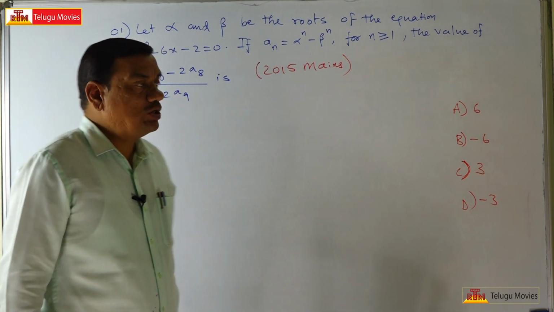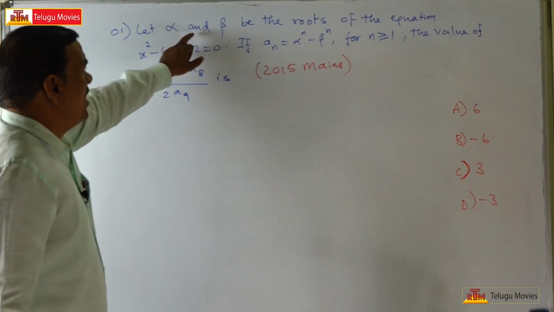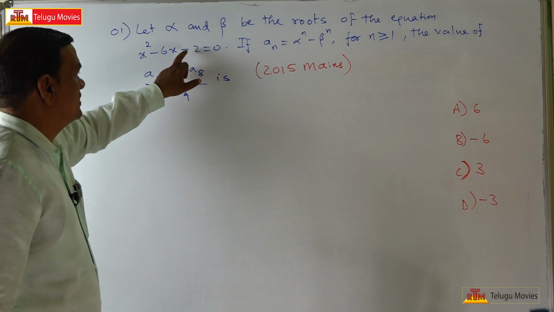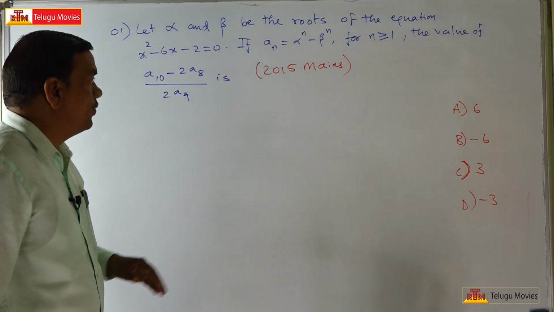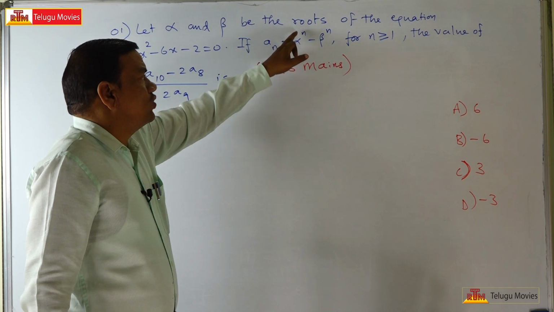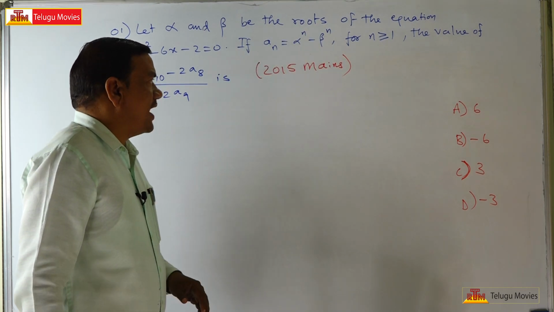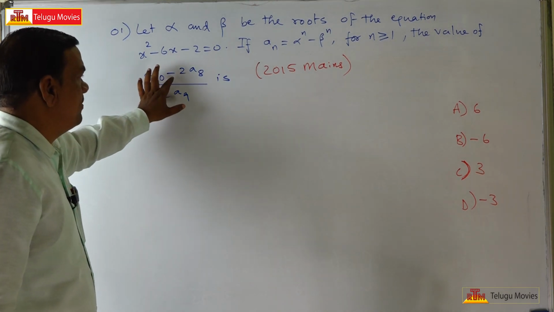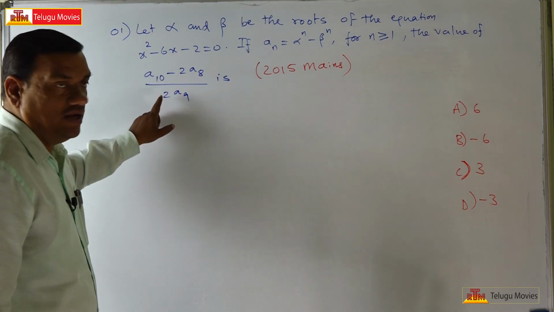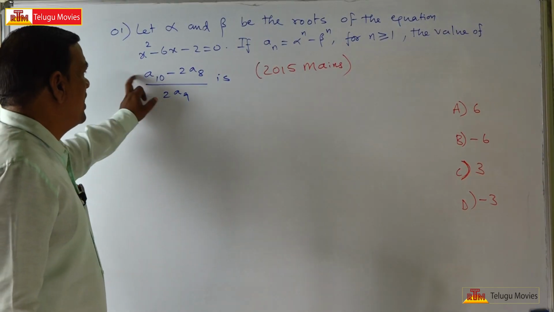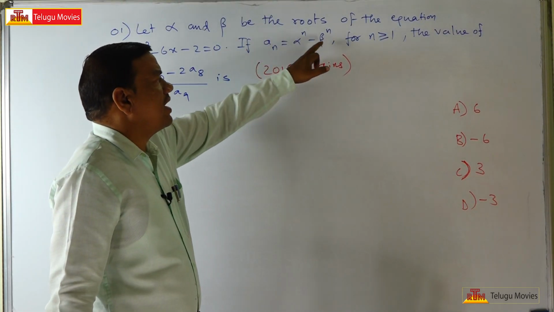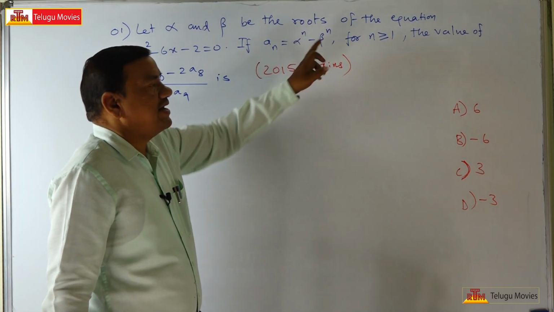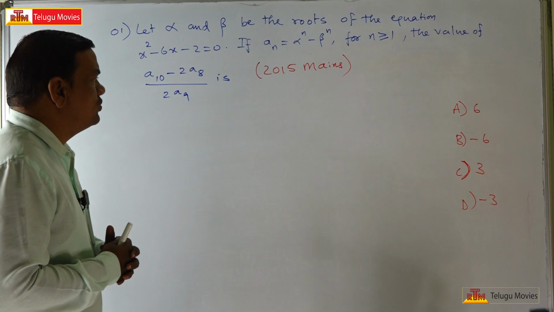The first problem is: if alpha and beta are the roots of the equation x square minus 6x minus 2 is equal to 0, and an is equal to alpha power n minus beta power n for n greater than or equal to 1, then the value of (a10 minus 2 times a8) divided by 2 times a9 is. So a10 means alpha power 10 minus beta power 10, and a8 means alpha power 8 minus beta power 8. Those values you have to find.